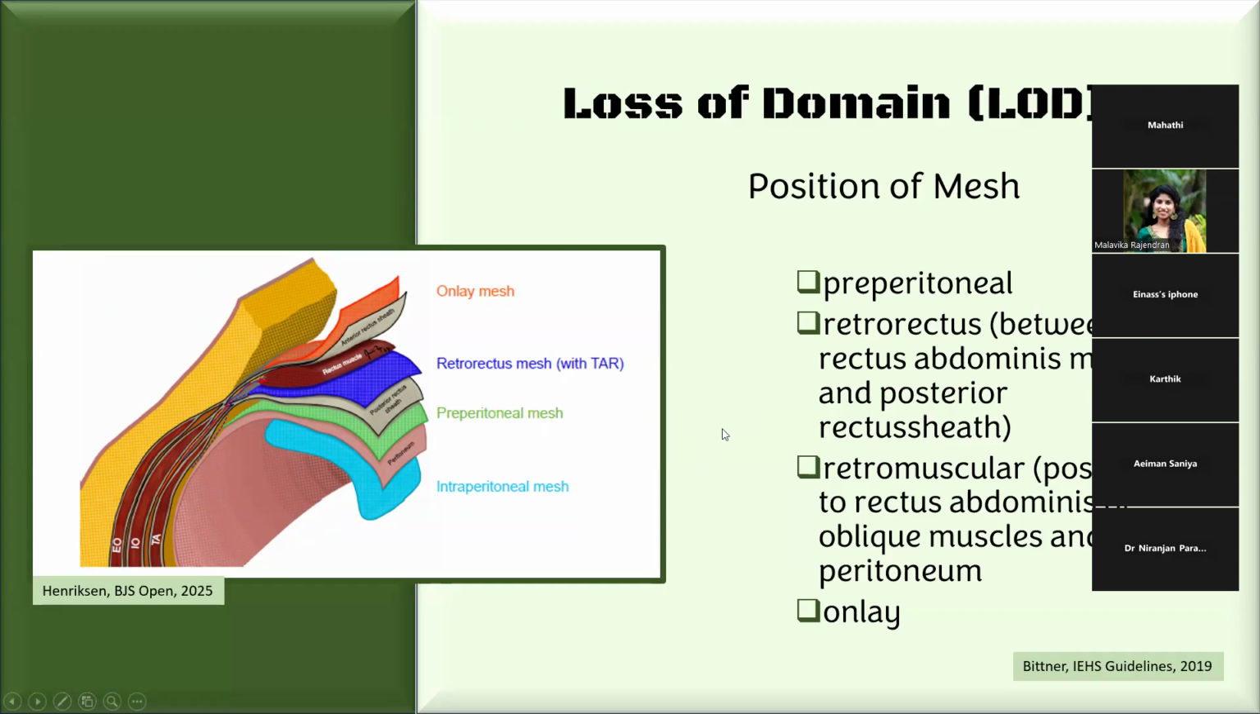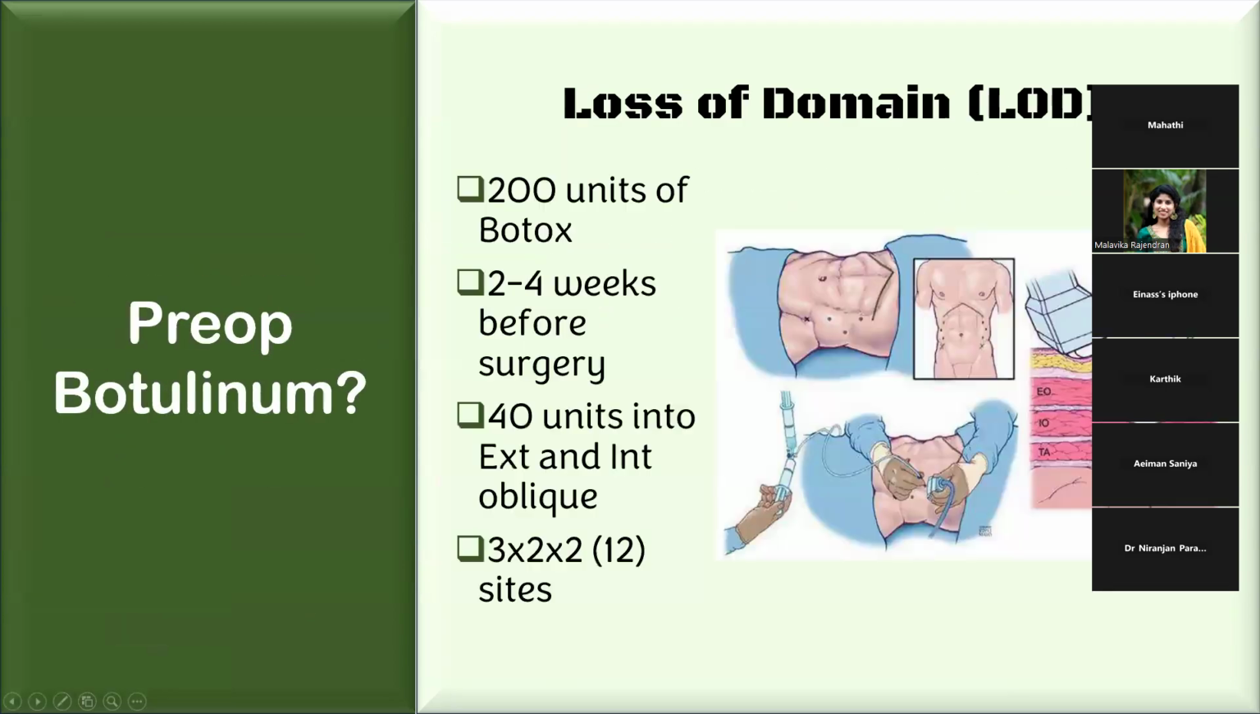Yeah. Then how did it become 12 injections, sir, if you're not giving it in transversus abdominis? It's 3 on one side, 3 on the other side. 2 muscles on each side. 6 muscles on each side. So it becomes 12. Got that?